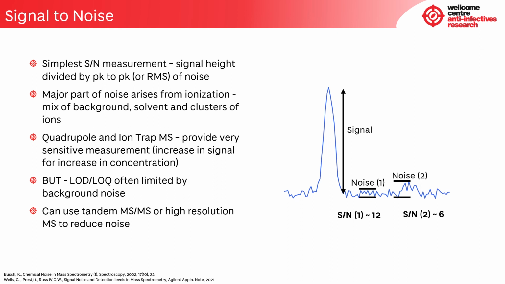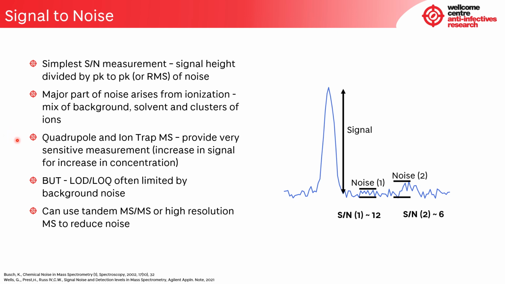So where does the noise come from? Well, a major part of it arises from the ionization process. A mix of background, solvent, and clusters of ions and their associated adducts give rise to a typical electrospray spectrum, which shows a peak at almost every mass.